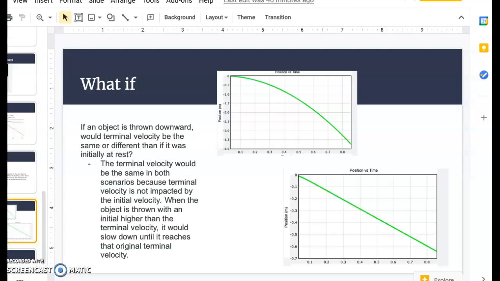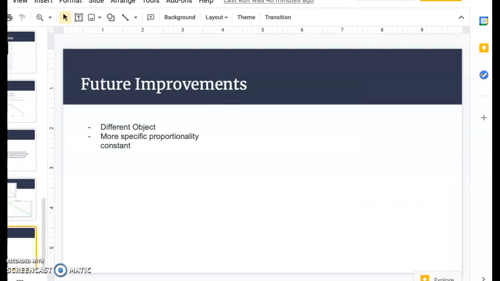The terminal velocity will be the same in both scenarios because terminal velocity is not impacted by initial velocity. When the object is thrown with an initial velocity higher than the terminal velocity, it would slow down until it reaches the original terminal velocity. Some future improvements we can make to this lab are using a different object and seeing how gravity and drag affect that object. We can also use a more specific proportionality constant, since ours was derived from plugging in various numbers to see which one matched the experimental position best.